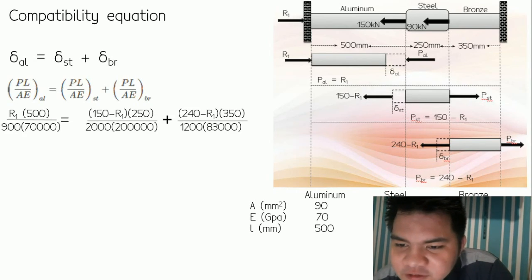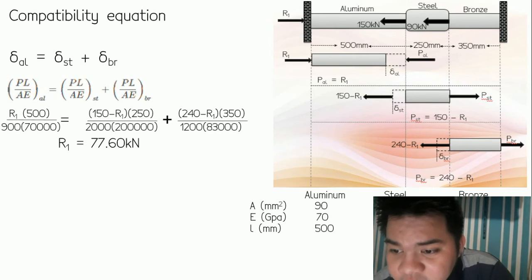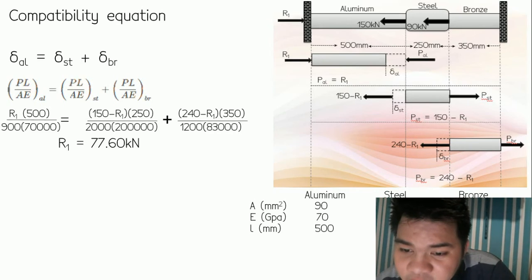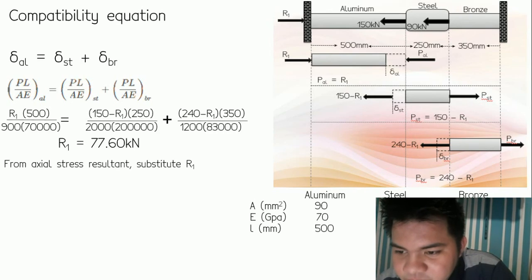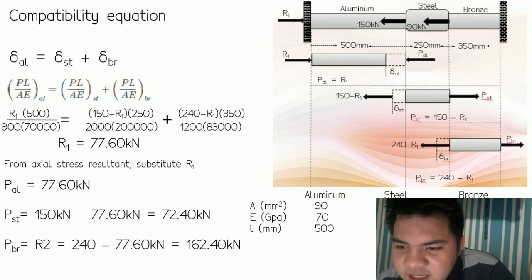So, if we substitute all these given values in the equation, we get R1 equal to 77.60 kN. Now, we can get the inner force on each material. From the axial stress resultants earlier, we substitute R1. And then we can come up with these answers.